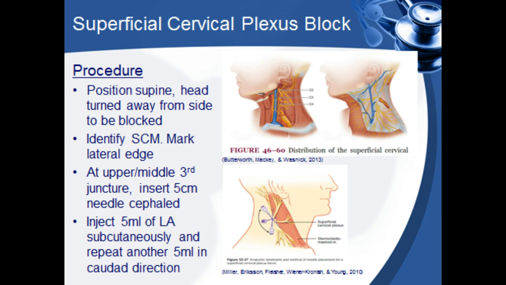At the upper and middle third juncture, the block needle, usually a 5 cm needle, is inserted in a cephalad direction as shown in the diagram at the bottom toward the mastoid process. 5 milliliters of local anesthetic is injected subcutaneously. Next, you want to pull back on the needle and then advance it in a caudad direction along the posterior border of the sternocleidomastoid muscle, injecting an additional 5 milliliters of local anesthetic subcutaneously.